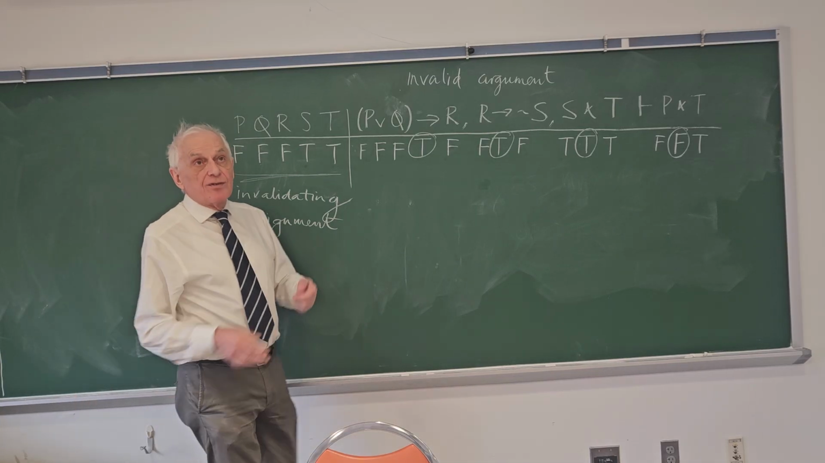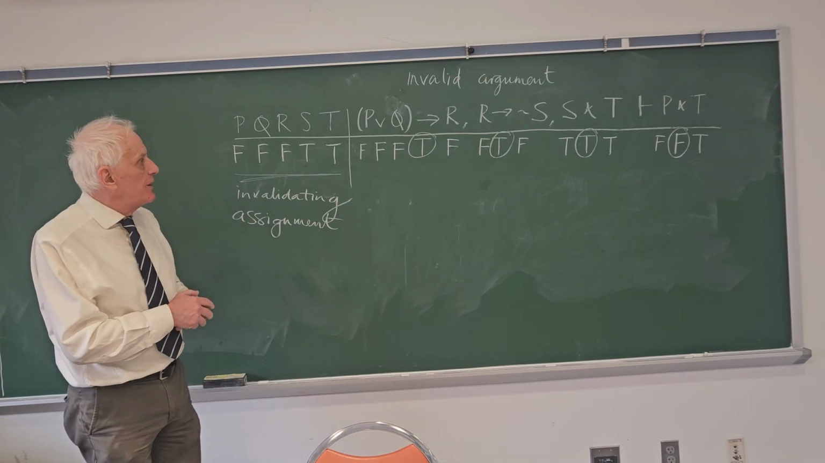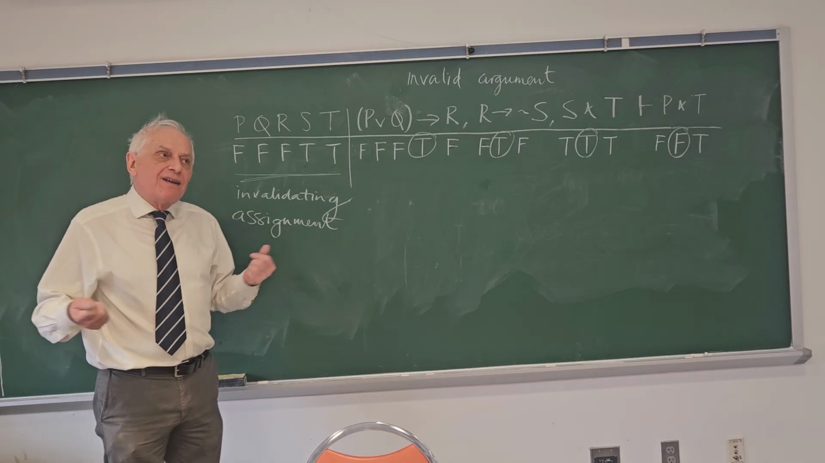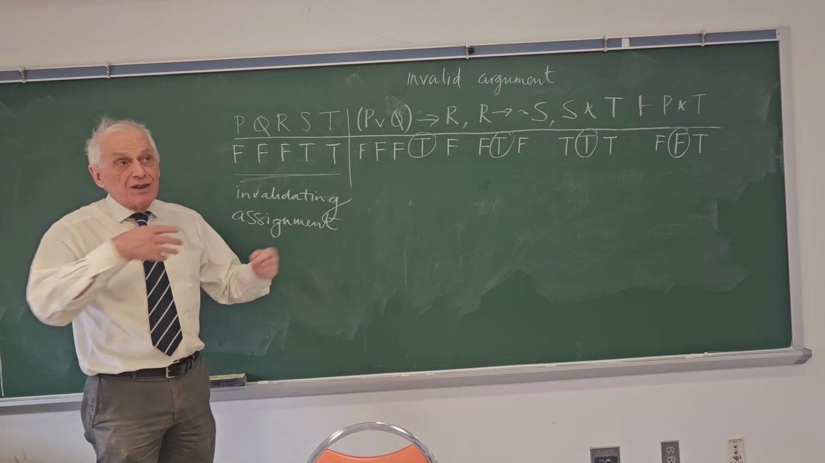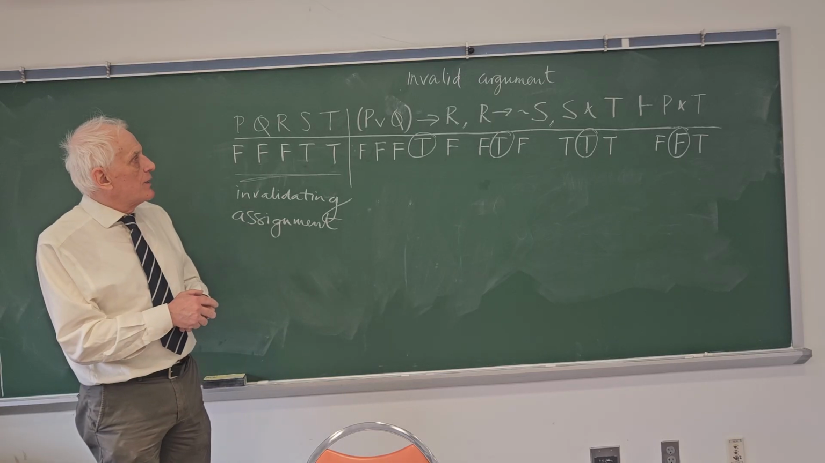So that's what is called the indirect truth table method. Say, in a way, it's not a very good name, because what we do is, instead of doing the whole table, we can search directly for an invalidating assignment.